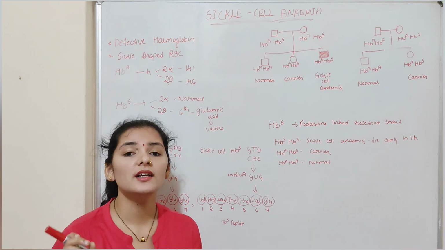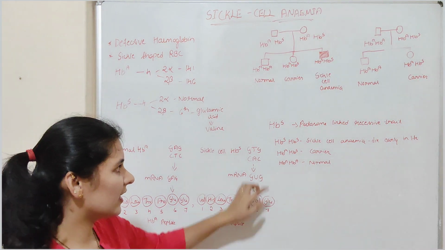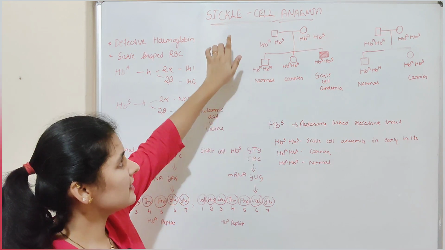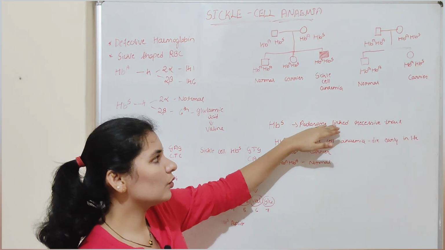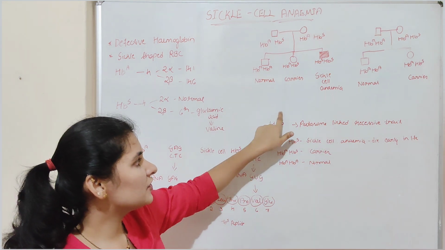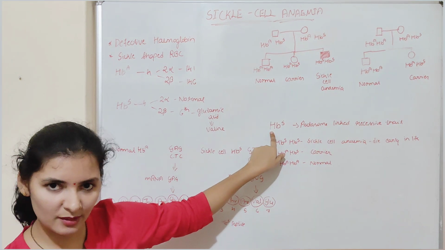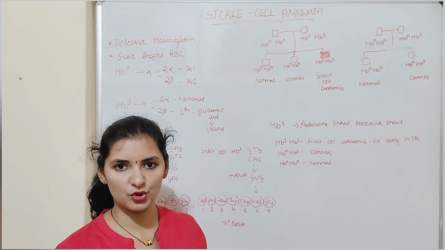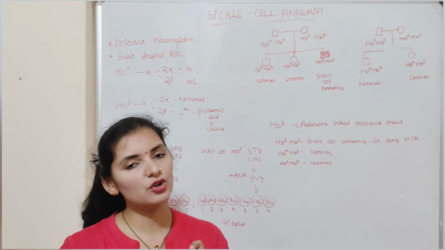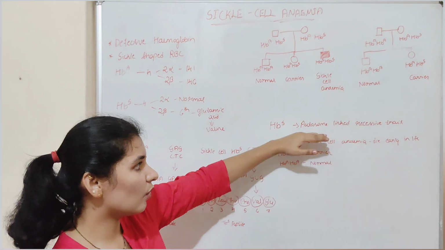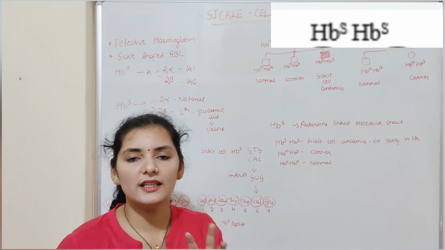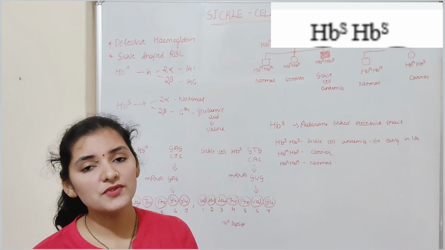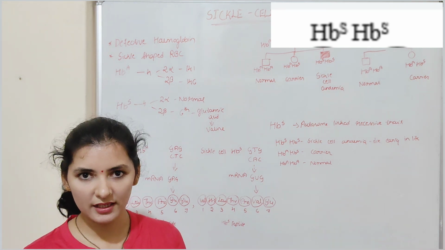As I already told, the gene responsible for sickle cell anemia is denoted by HbS, and sickle cell anemia is an autosome linked recessive trait. Autosome linked means this abnormal gene, or gene responsible for sickle cell anemia, is present on an autosome. In particular, it is present on chromosome number 11. So it is an autosome linked recessive trait. Recessive trait means only in the recessive condition do the symptoms of sickle cell anemia appear in that particular individual.